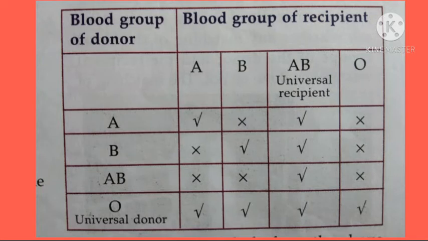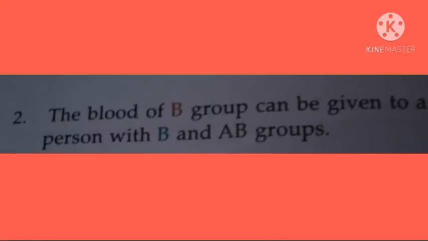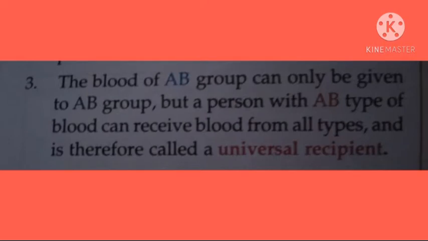But for donor blood group O, A can be a recipient, B can be a recipient, AB can be a recipient, and O can also be a recipient. So students, what do you conclude from the above matchings? Blood of group A can be given to persons with A and AB. Blood of group B can be given to a person with B and AB groups. Blood of group AB can only be given to the AB group. But a person with AB type of blood can receive blood from all types.